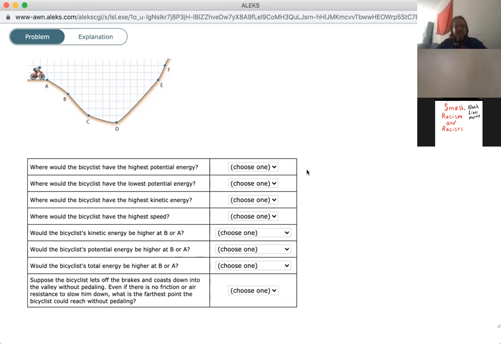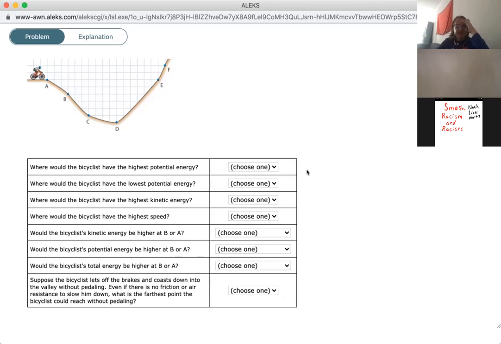Suppose the bicyclist lets off the brakes. That's actually where you lose energy, through the braking. You heat up the brakes, and then that heat is transferred to the air. So some energy is in fact lost, but let's take a look at this one. Suppose the bicyclist lets off the brakes and coasts down the valley without pedaling.